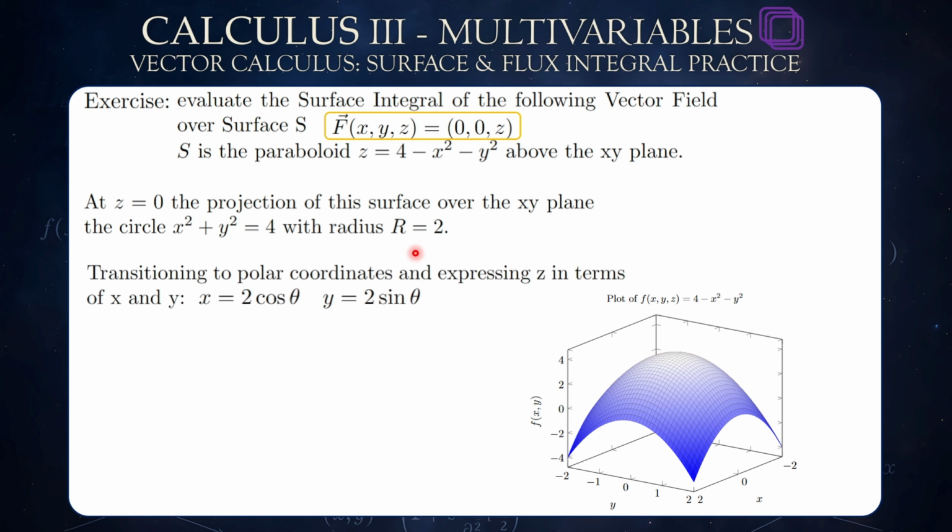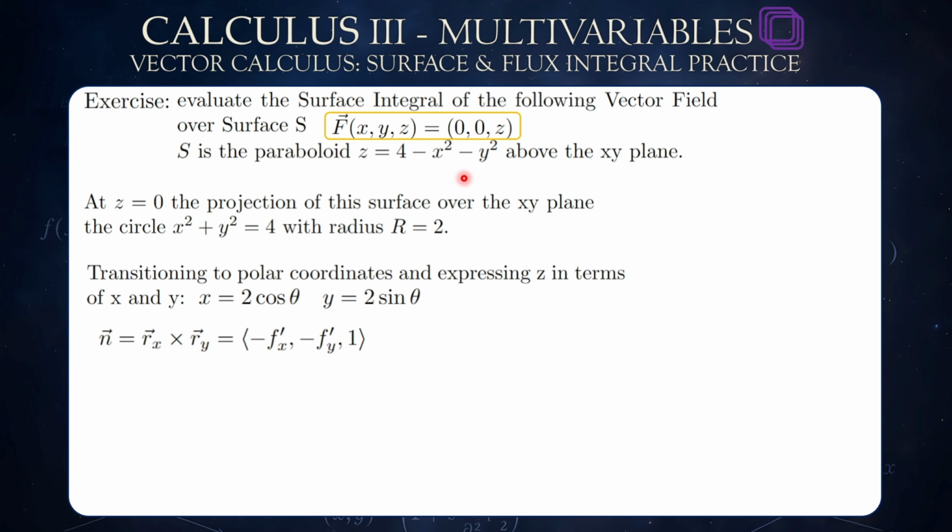We need to transition to polar coordinates and express z in terms of x and y. So x equal 2 cosine theta, y equal 2 sine theta, and the normal vector is equal to rx cross ry. We will use the short-handed method: minus f prime x, minus f prime y, and 1. So the derivative of z with respect to x is minus 2x, and with the minus here you get plus 2x. For y, it is minus 2y times minus 1, plus 2y, and 1. So n is equal to 2x, 2y, and 1.